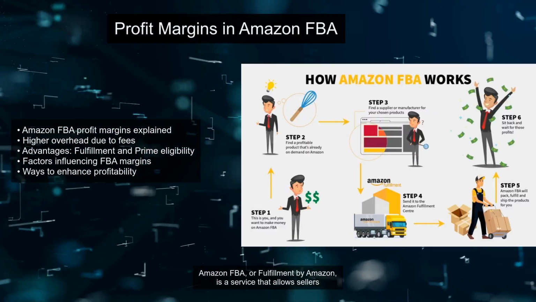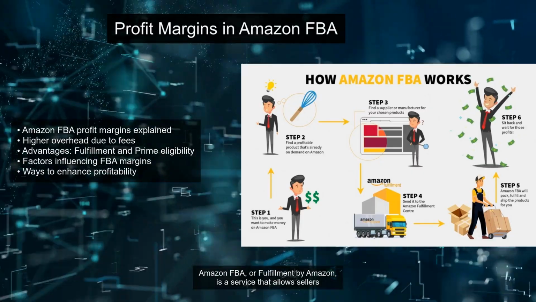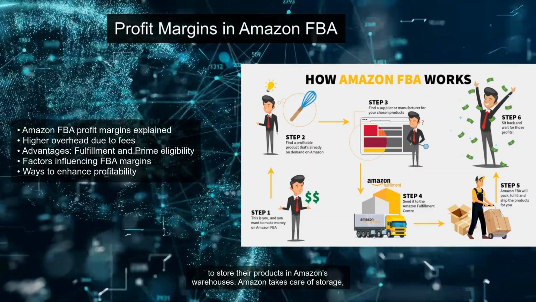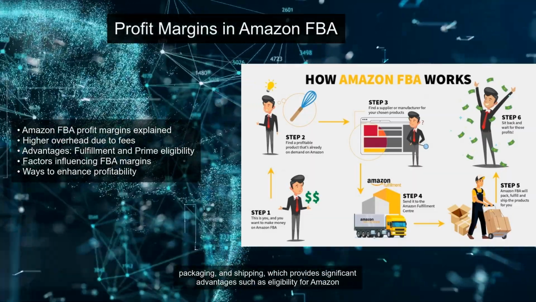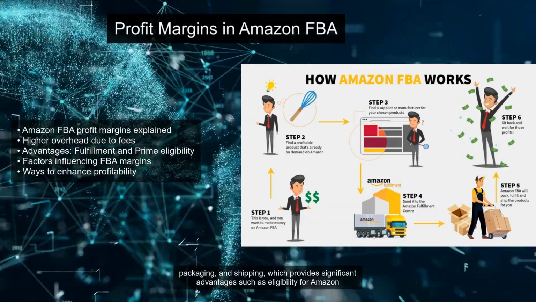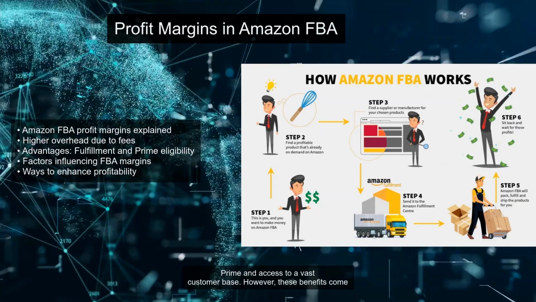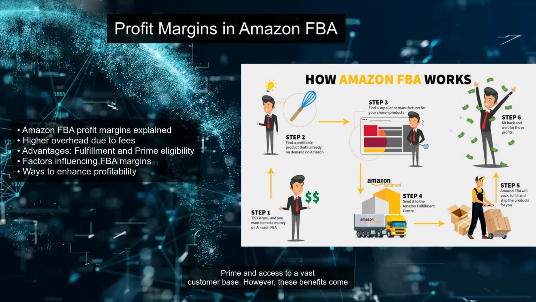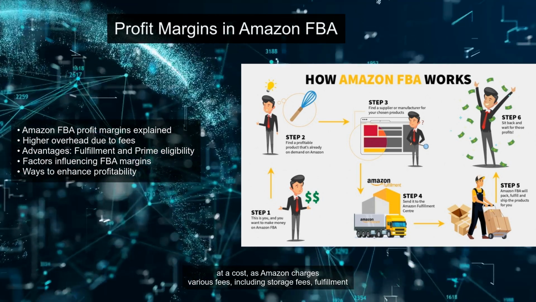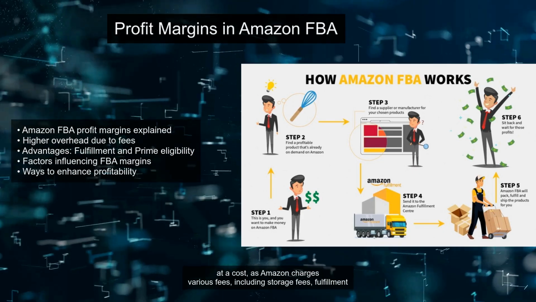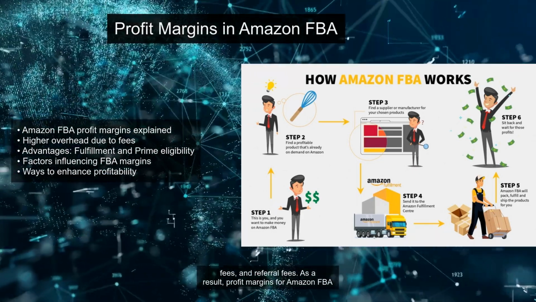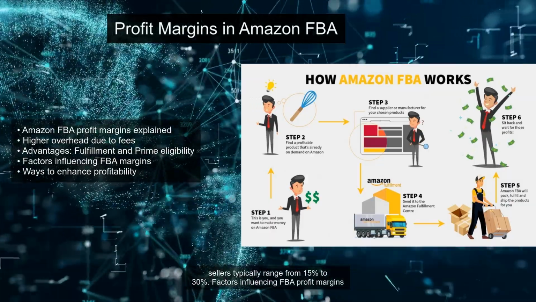Amazon FBA, or Fulfillment by Amazon, is a service that allows sellers to store their products in Amazon's warehouses. Amazon takes care of storage, packaging, and shipping, which provides significant advantages such as eligibility for Amazon Prime and access to a vast customer base. However, these benefits come at a cost, as Amazon charges various fees, including storage fees, fulfillment fees, and referral fees. As a result, profit margins for Amazon FBA sellers typically range from 15% to 30%.